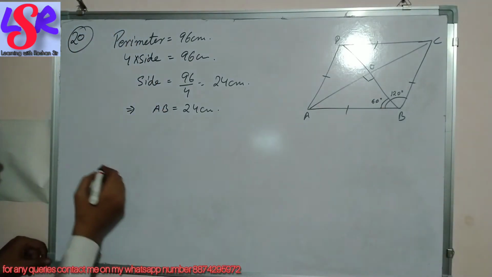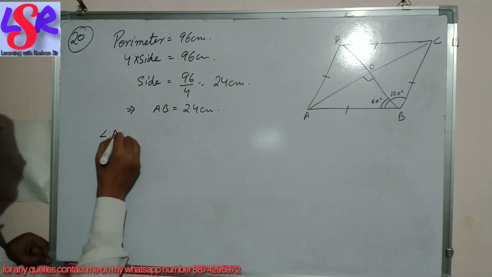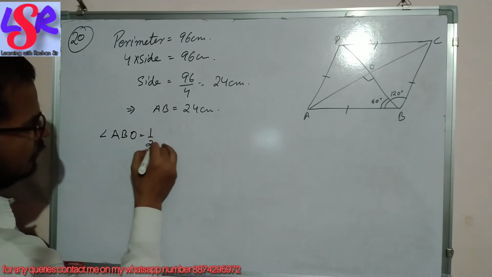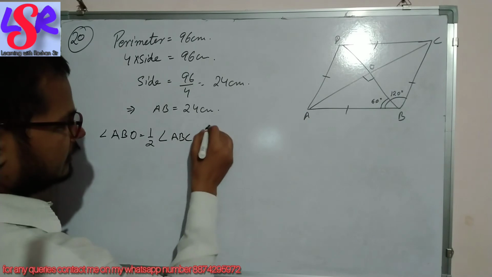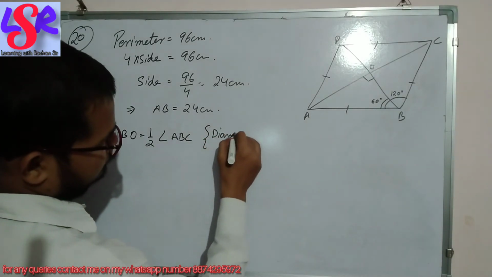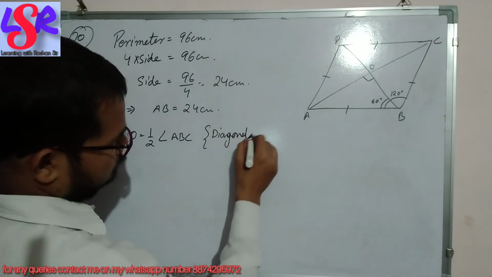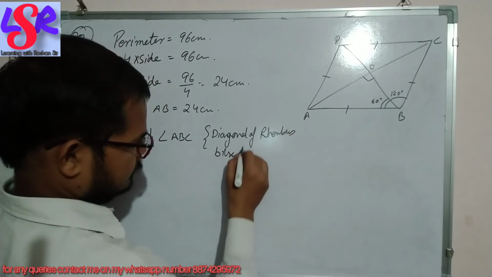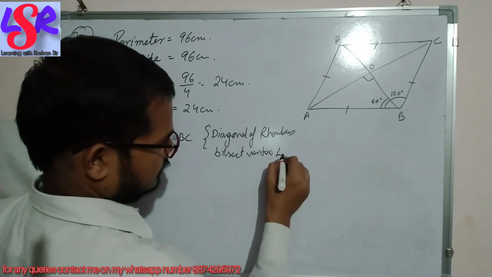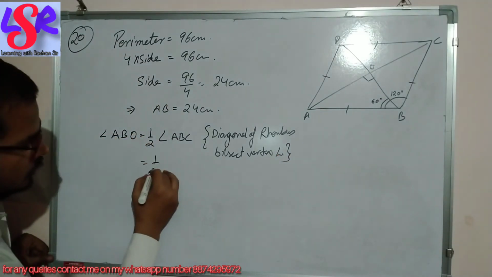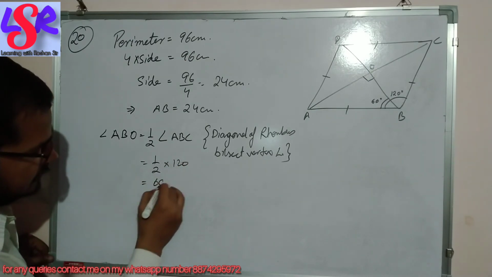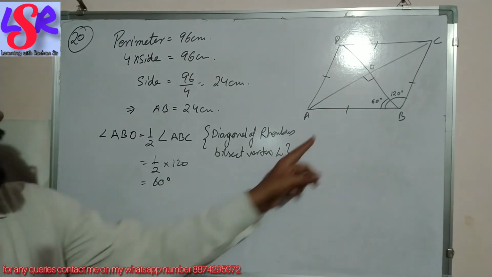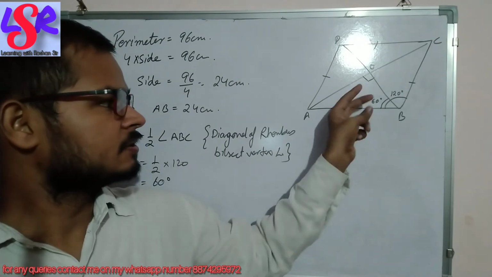So with the help of this we can calculate this one also, that is angle ABO equals to half of angle ABC, the reason being diagonal of rhombus bisects vertex angle. Then this will be 1 upon 2 into 120, that is 60. That is 60 degree. Now in this triangle we can calculate the value of this BO and AO.